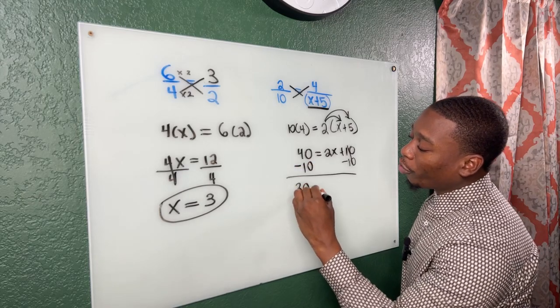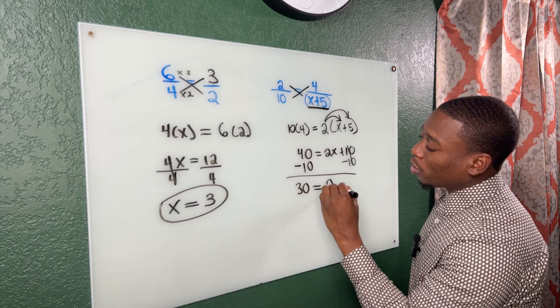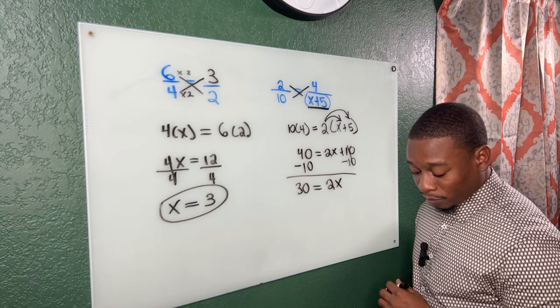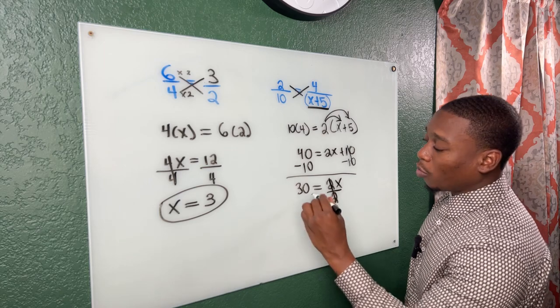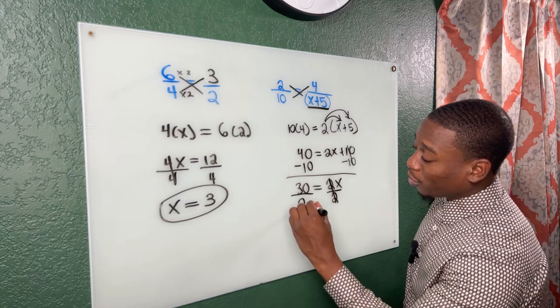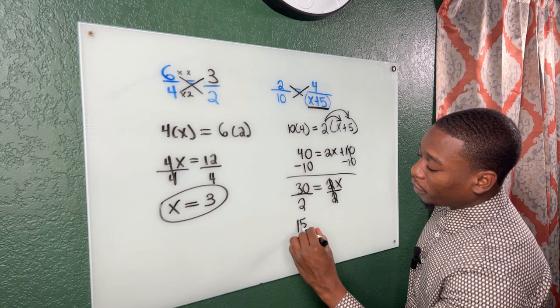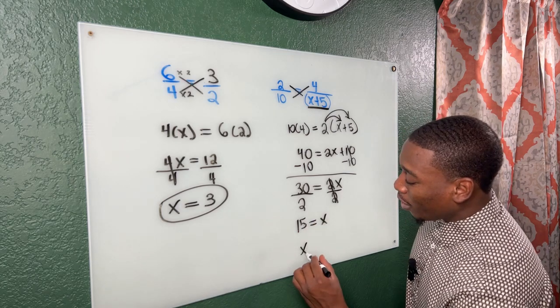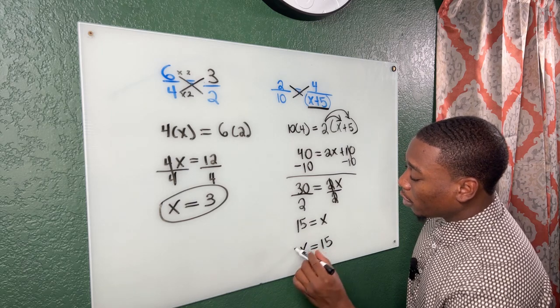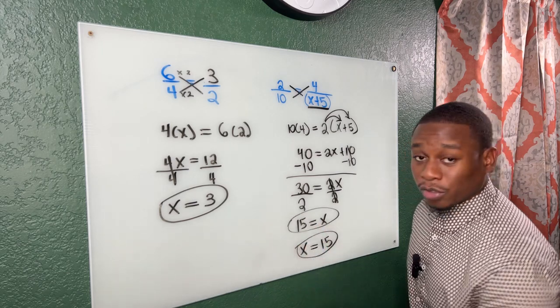Now we have 30 is equal to 2x. And once I divide by 2, right, go on the other side as well, divide by 2, we're going to get 15 is equal to x. Or if you like it the other way like I do, x is equal to 15. This is the same exact answer. All right?